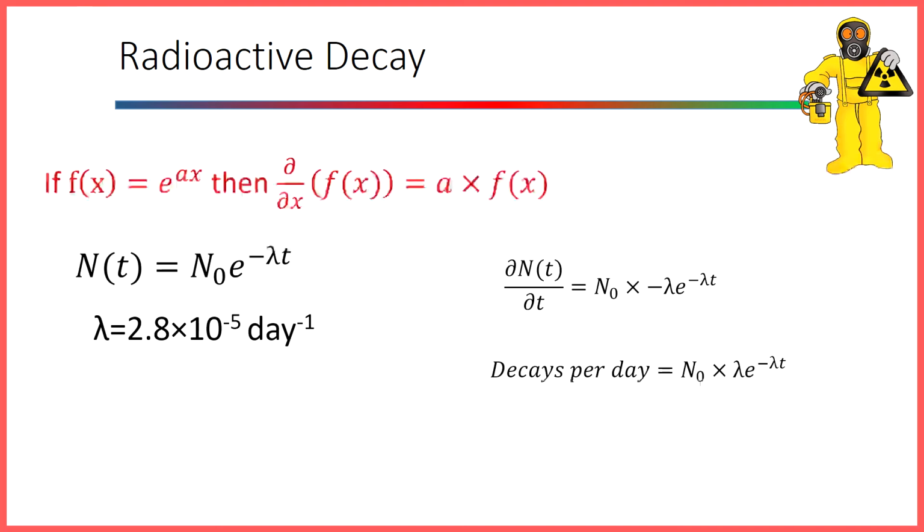Of course, we don't often talk about decays per day, but we often do talk in terms of becquerels, which means the number of decays per second. So to find that, we just need to divide by the number of seconds in a day. Okay, so this simple derivative has allowed us to compute very accurately how much radioactivity there will be in the future if all we know is the decay rate of the isotope, which we can look up online, and how much of that isotope we start off with.